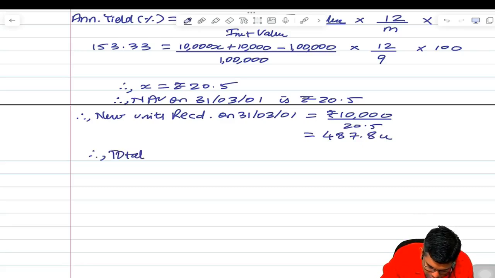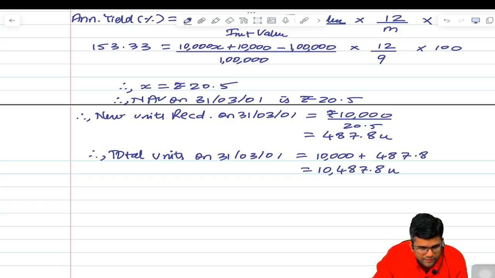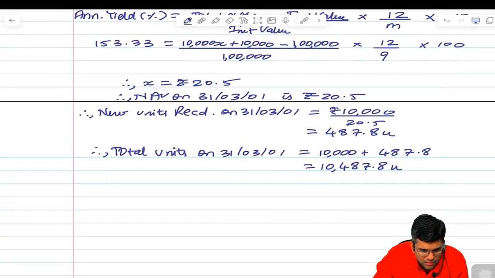Therefore, total units on 31-3-2001 is 10,000 plus 487.8, 10,487.8. That's correct. Everyone following? 10,000 units you already had. 487.8 you will get extra. So 10,487.8 units.